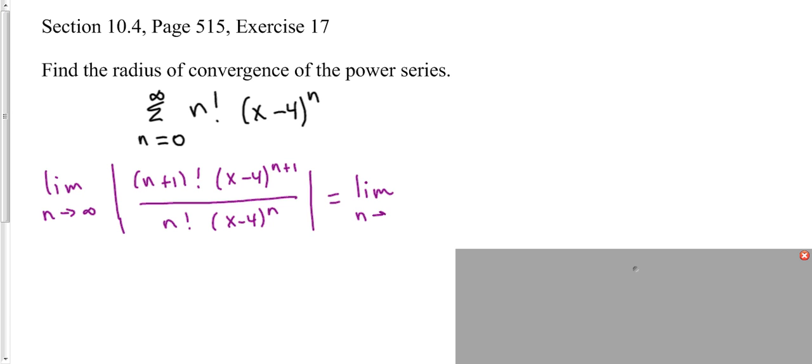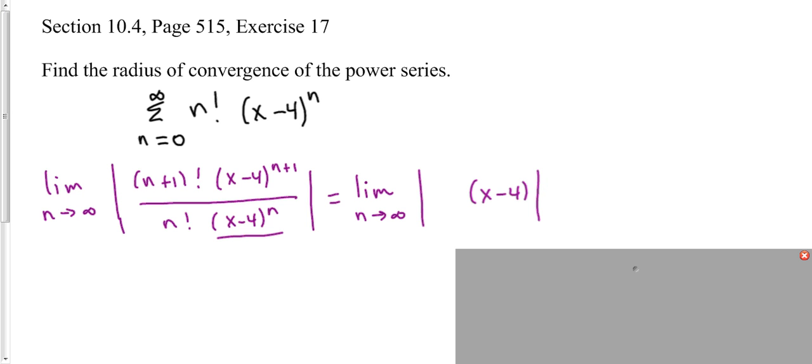So I'm going to have the limit as n goes to infinity. And again, I'm going to take the absolute value. Now I'm going to be able to cancel these (x minus 4) to the n terms in the denominator with all but one of those terms in the numerator. So I'm just going to have a single factor of x minus 4.